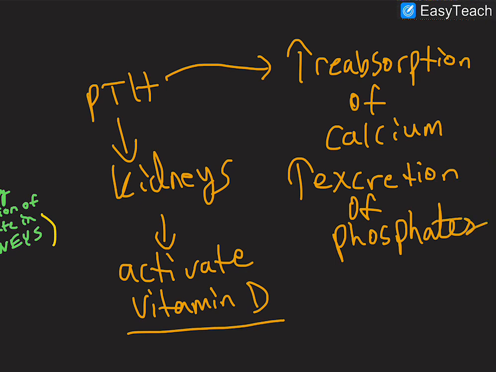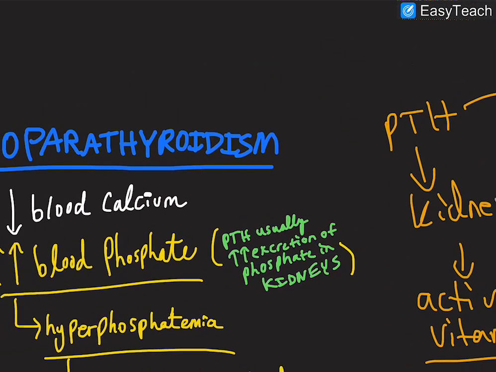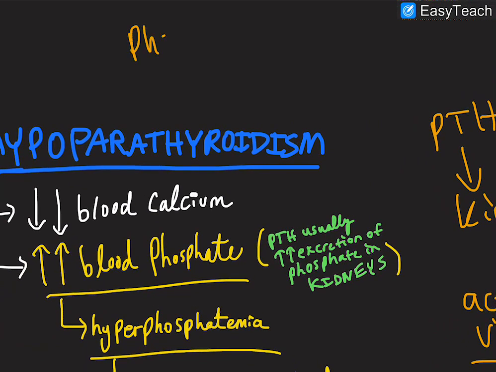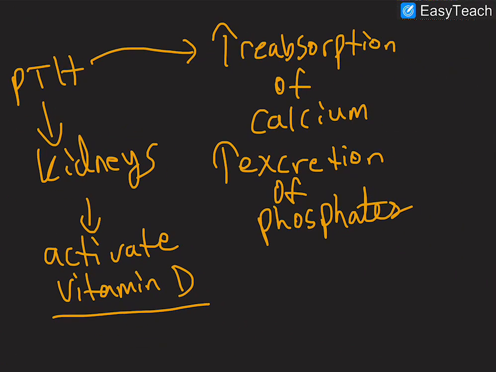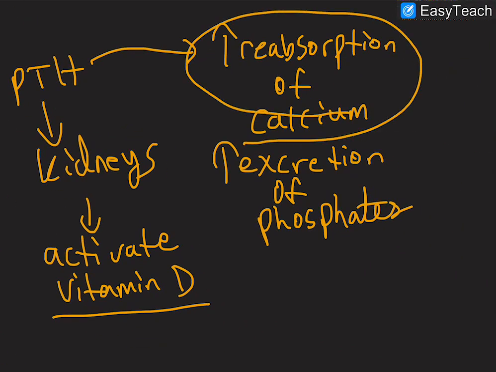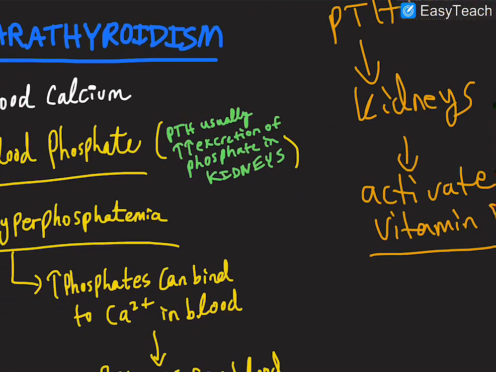Now, the reason why parathyroid hormone does this is, remember, parathyroid hormone is trying to increase your blood calcium level. But remember, phosphates bind calcium, which decreases calcium level. So your parathyroid hormone does not want that. So when it goes to your kidneys, it reabsorbs calcium, but it excretes phosphates in your urine, right?